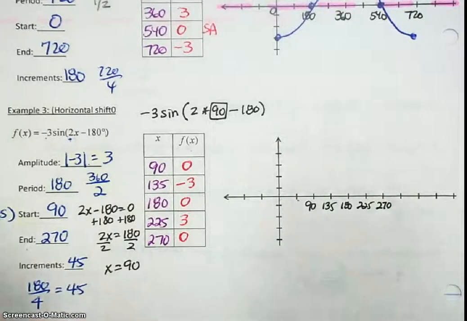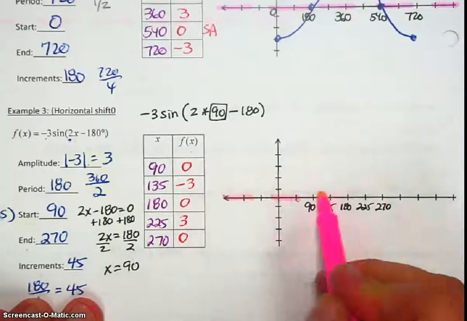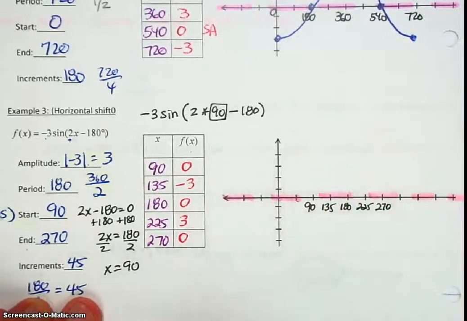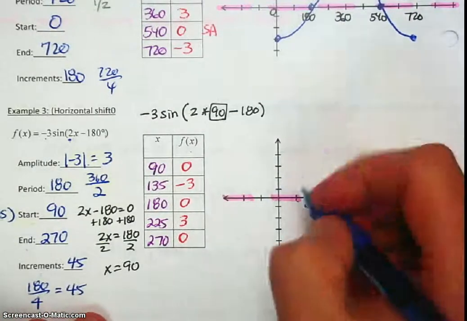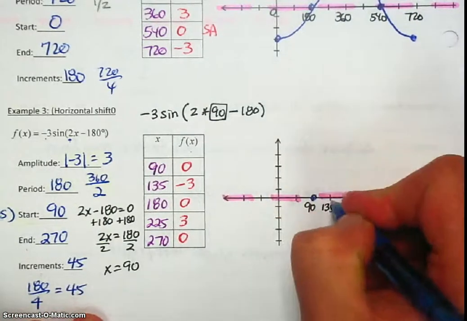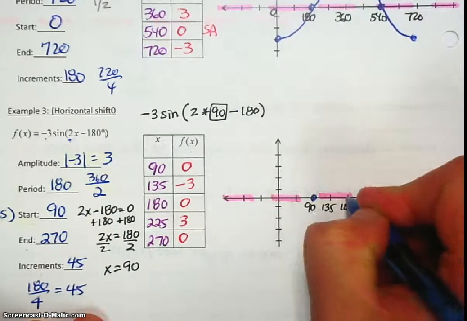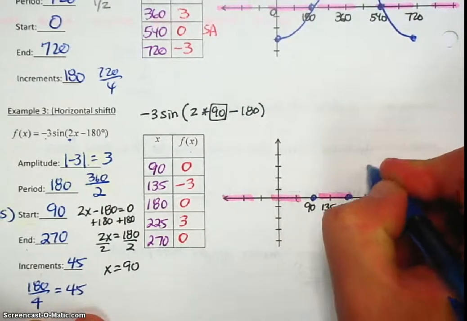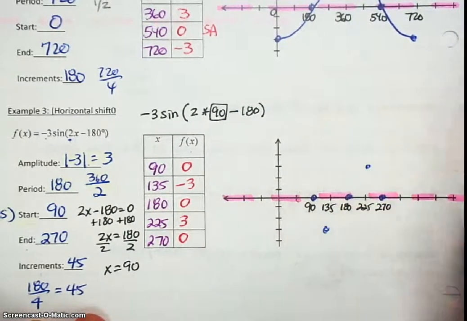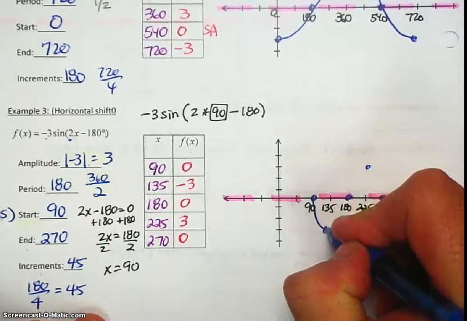My sinusoidal axis is still here in the middle. That's not changing today. The middle of your graph will always be on the x-axis still. So now we just graph it. So we're at 90, 0, 135, -3, 180, 0, 225, +3, and 270, 0, and we sketch it.